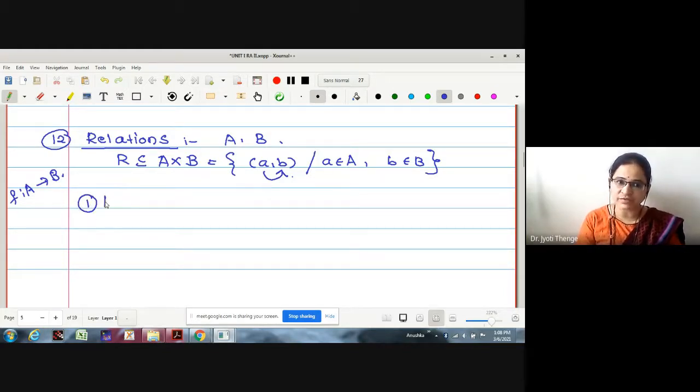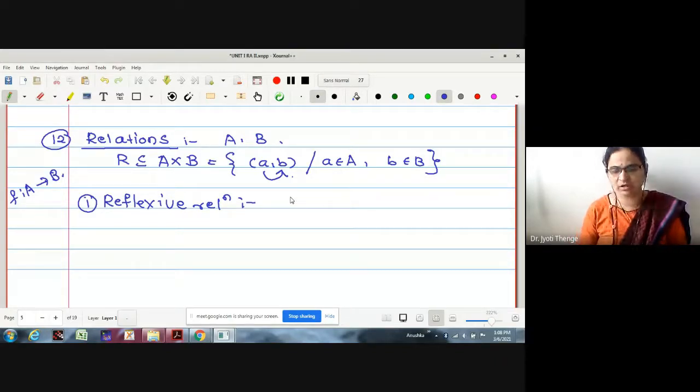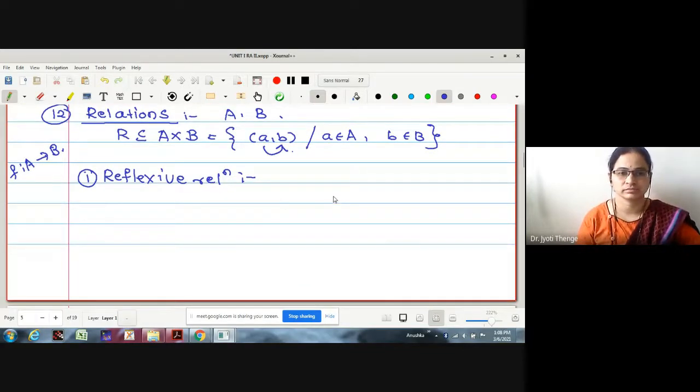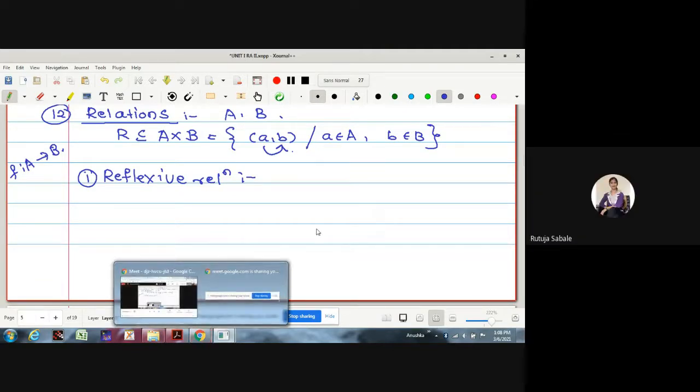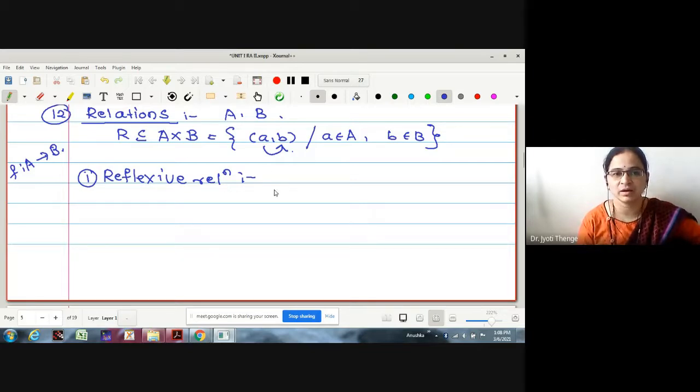First is reflexive relation. What is reflexive relation? Whether it was taken in another paper, algebra 2 or another subject, whatever I am taking today is an introduction.